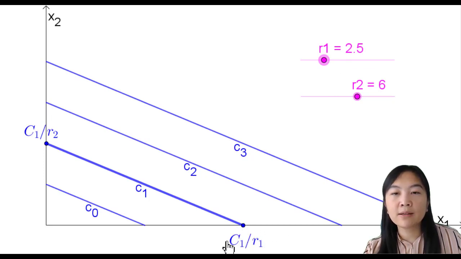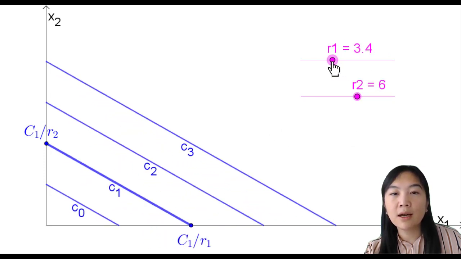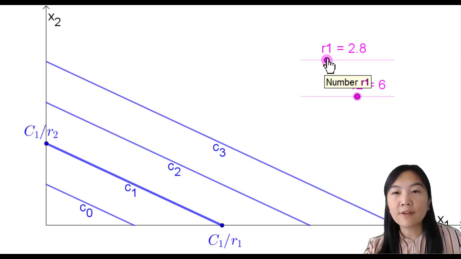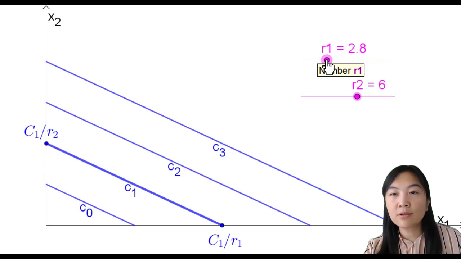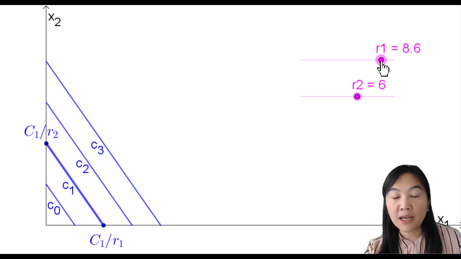If you pay attention here, if R1 is smaller, then this C1 over R1 point is larger. So let me go back. So this is what it was. And if R1 becomes smaller, then this value will move to the right. And at the same time, this C1 over R2 is constant. So that's why the curve is becoming flatter. And if we increase R1, then the curve is becoming steeper.